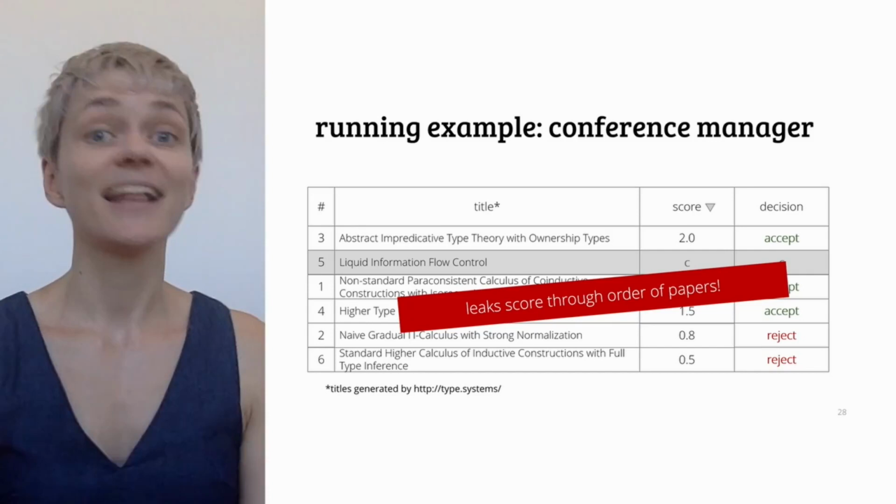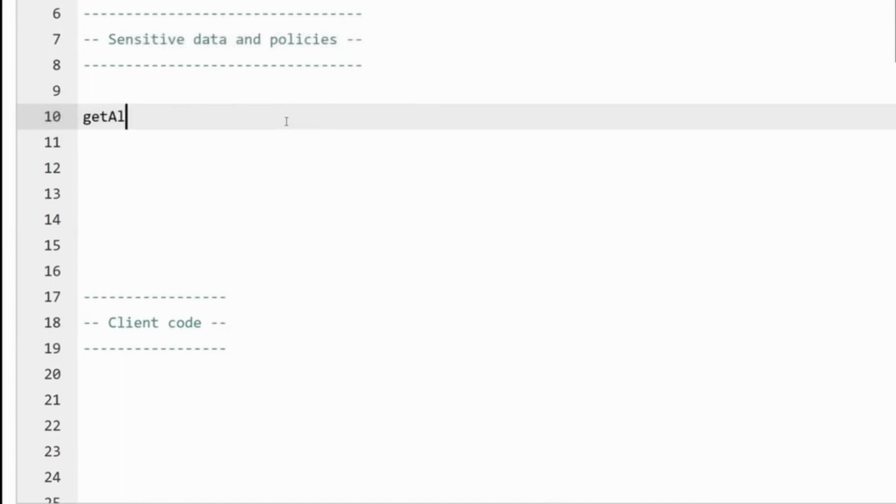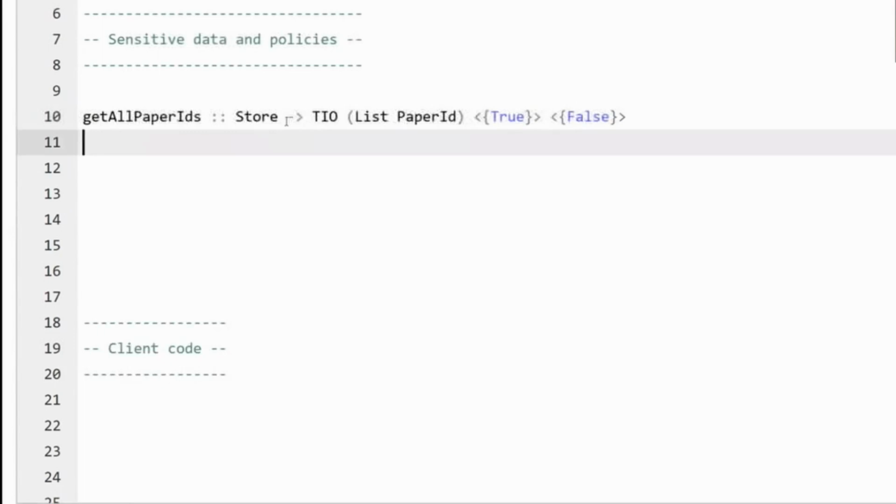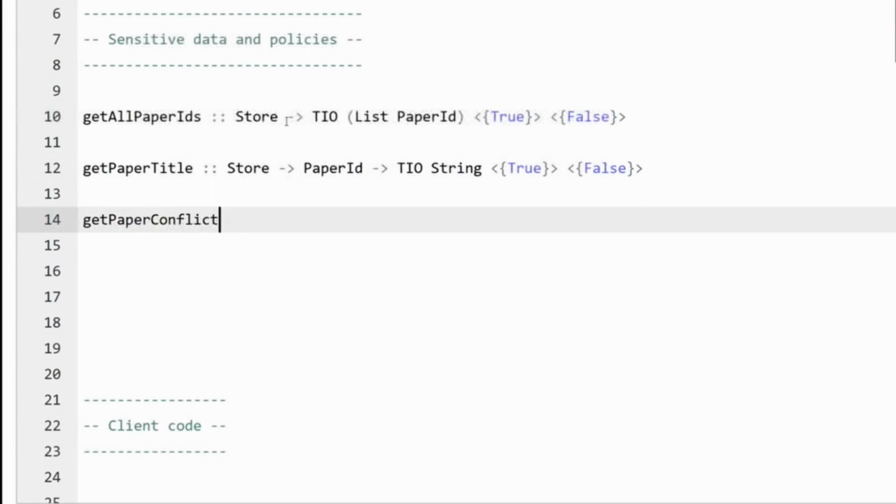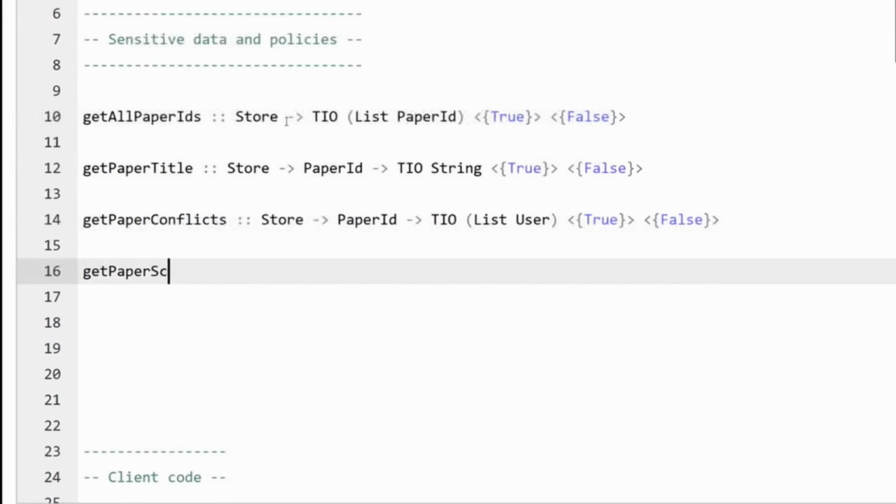Let's see how Lefty would help us prevent this leak. To implement a conference manager in Lefty, I'll start by encoding the interface to the data store as a set of atomic TIO actions. For example, I'll add an action that retrieves a list of all submission IDs from the data store, an action that retrieves a paper title by its ID, and so on for each column of my submissions table. Now it's time to add policies. Recall that paper scores are restricted to users who are not conflicted with a paper, so I would like to change the input label of getPaperScore to reflect this policy.